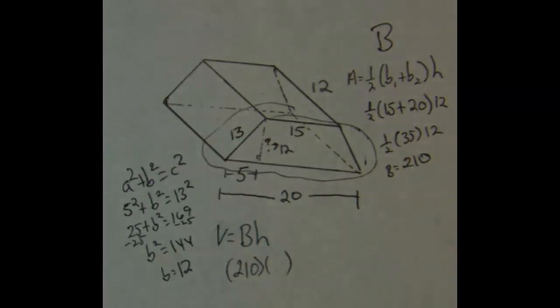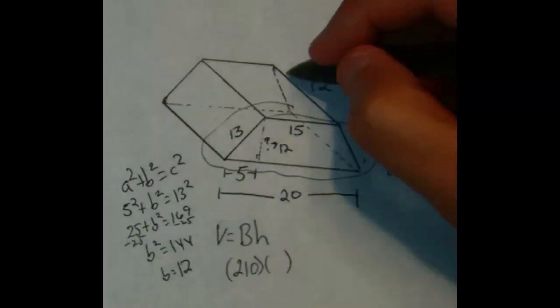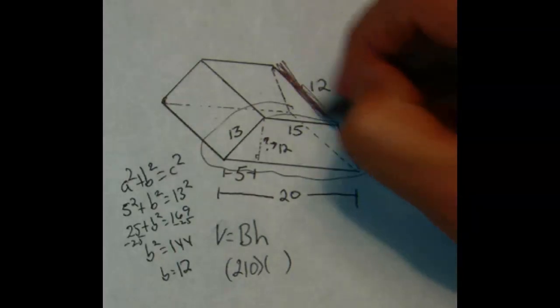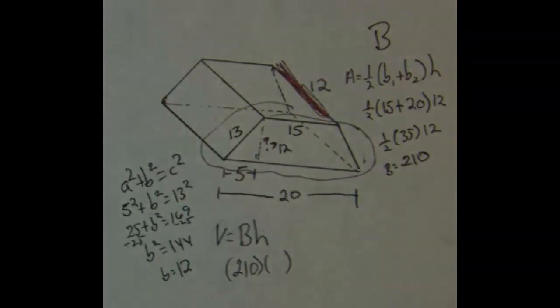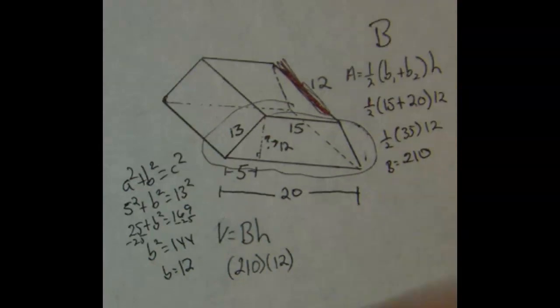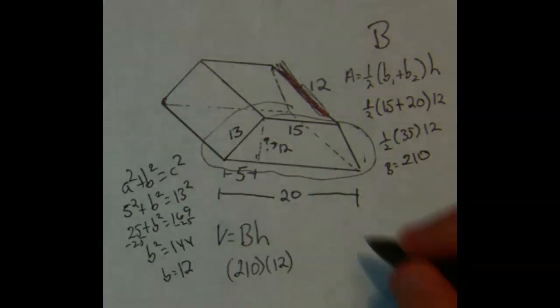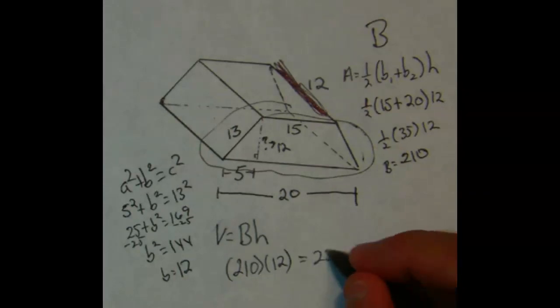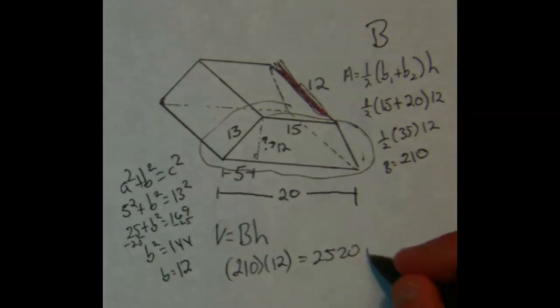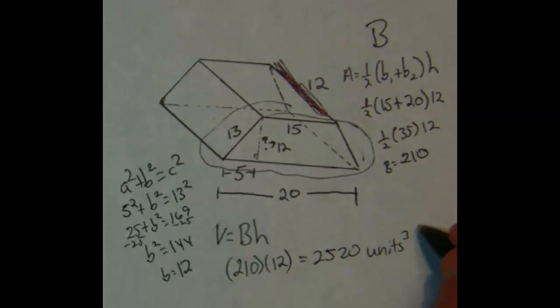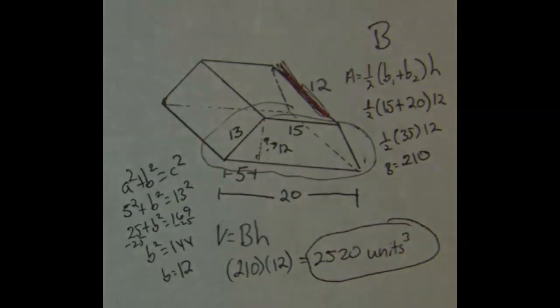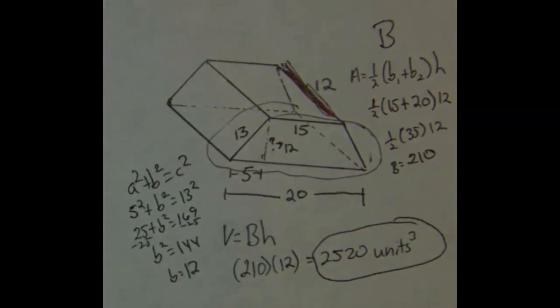Now, what is our height? Yes, 12. It's that side that makes it three-dimensional. So I'm going to multiply this by 12. So 210 times 12 gives you 2,520 units cubed. Alright, so a few steps in order to get that one.